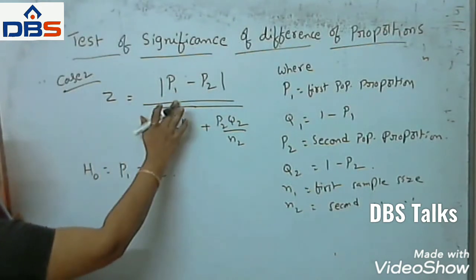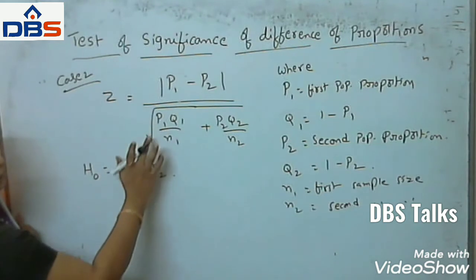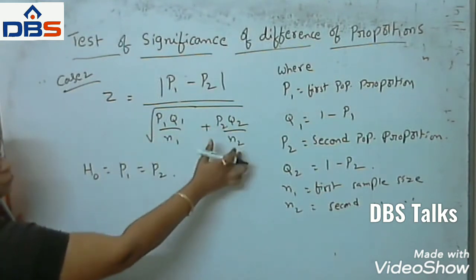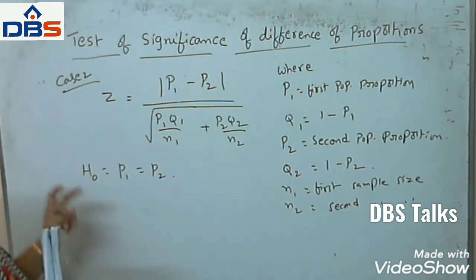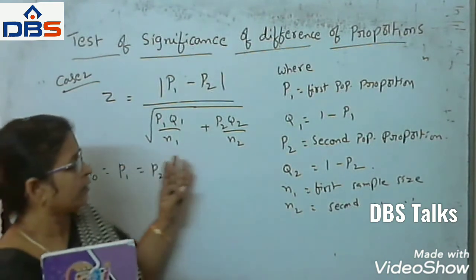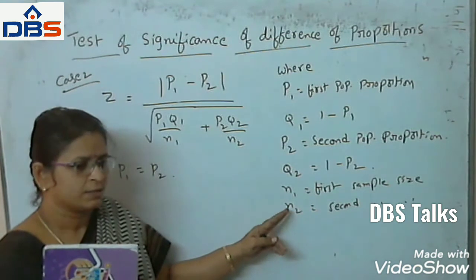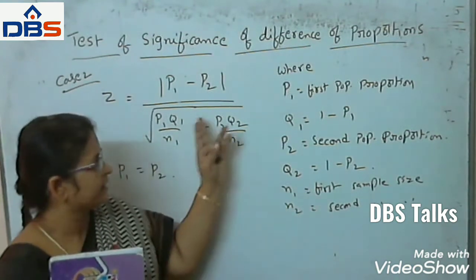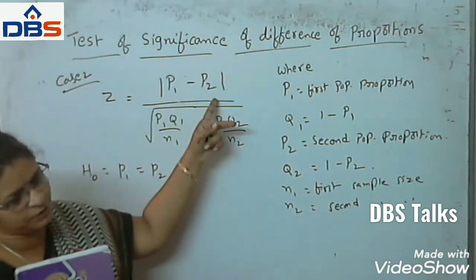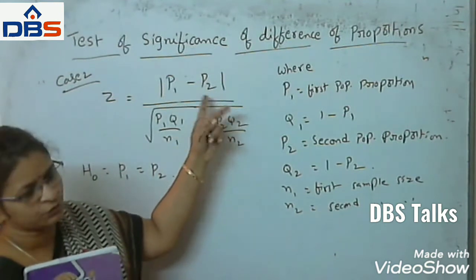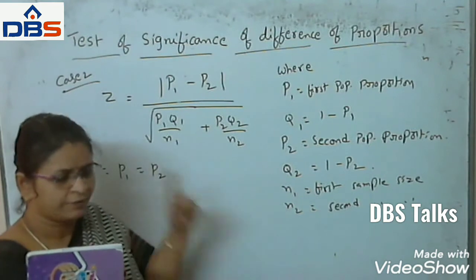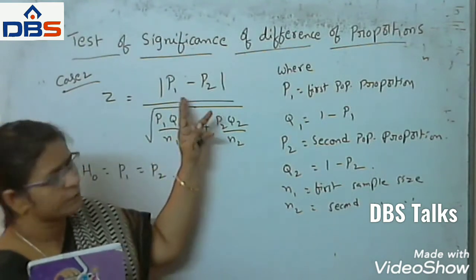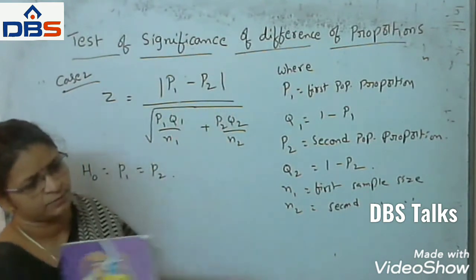Then the value of Z is (P1 minus P2) divided by the root of (P1 Q1 by N1 plus P2 Q2 by N2). In the first case, we know the sample proportions, small p1 and small p2. In this case, we know the population proportions, capital P1 and capital P2. So there are two cases: if sample proportions are given, that is the first case; if population proportions are given, this is the second case.